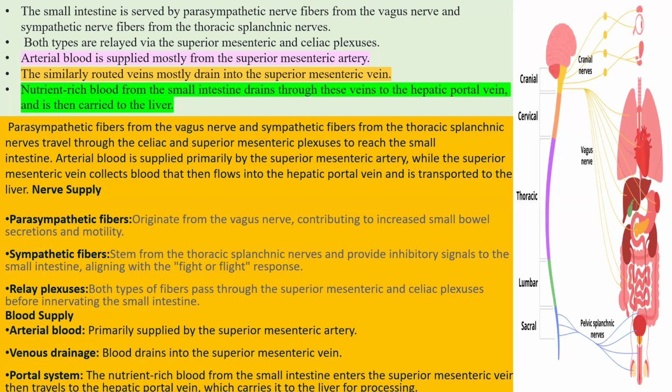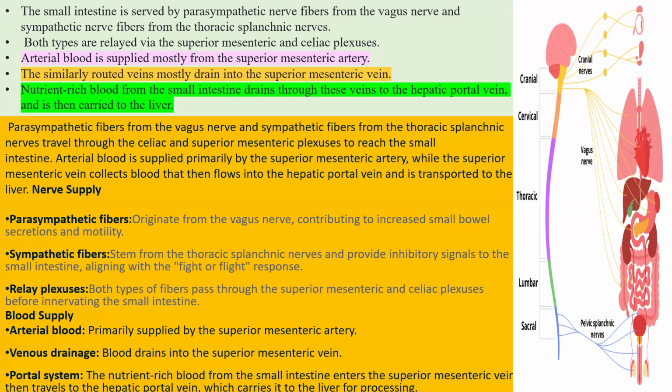Nutrient-rich blood is carried from the small intestines with the help of these veins, the superior mesenteric veins, to the hepatic portal vein, and then it is carried to the liver. Parasympathetic fibers from the vagus nerve and sympathetic fibers from the thoracic nerves travel through the celiac and superior mesenteric plexus to reach the small intestine.